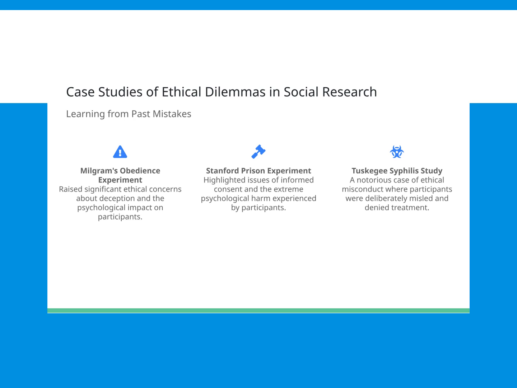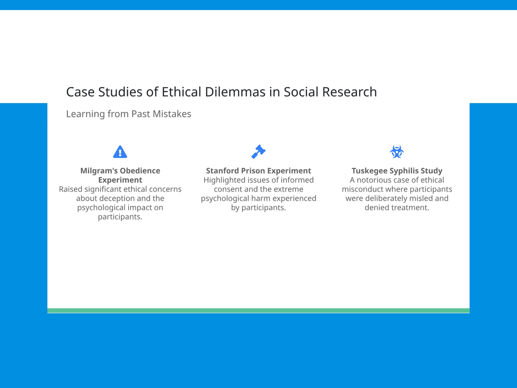These are a few examples that you probably heard of that were some ethical dilemmas that came up specifically, let's say, under the heading of social research. So Milgram's obedience experiment, a pretty famous study which sought to understand obedience to authority, raised significant ethical concerns due to its deception and psychological distress caused to participants.